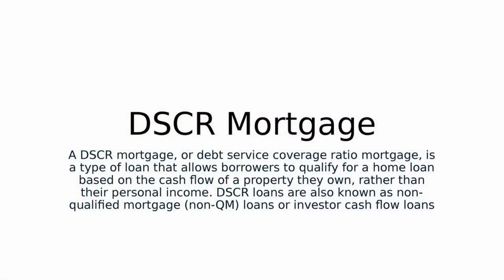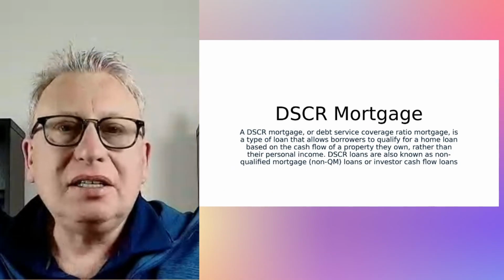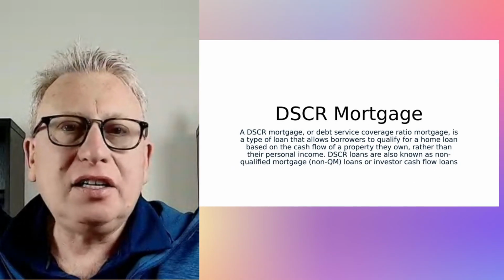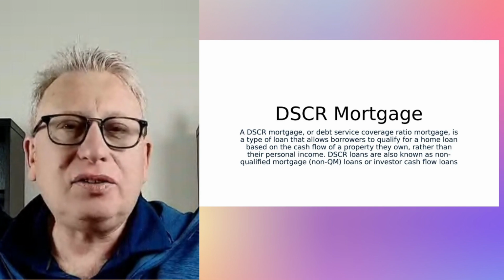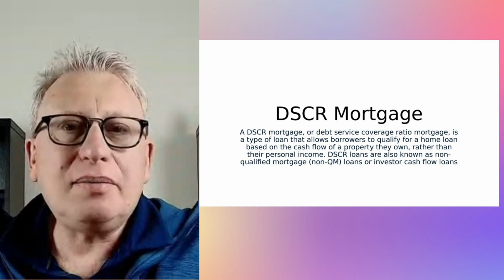So the actual definition of a DSCR loan is a debt service coverage ratio mortgage. And in the definition, it says it's a type of mortgage that allows borrowers to qualify for a home based on the cash flow of the property rather than their own personal income. And that's a big deal. And so what you're also seeing right here is this DSCR loan is also known sometimes as a non-qualified mortgage, non-QM, or sometimes you'll see that it's called an investor cash flow loan. So that's what we're basically talking about.